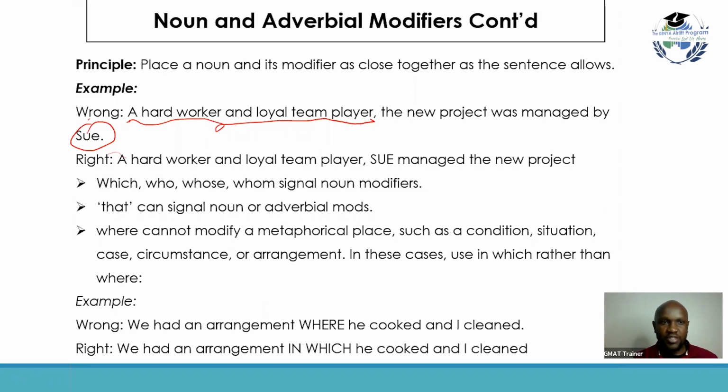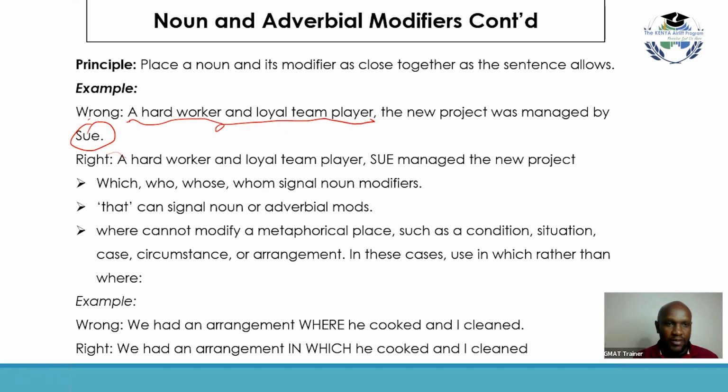Sue managed the new project. That brings more clarity as to who the sentence is referring to and who the subject of this sentence is. So the canon principle of modifiers is that the subject or the noun that is being modified should be as close to the modifier as possible. Ideally, it should be immediately after the comma following the modifier, as is the case here.